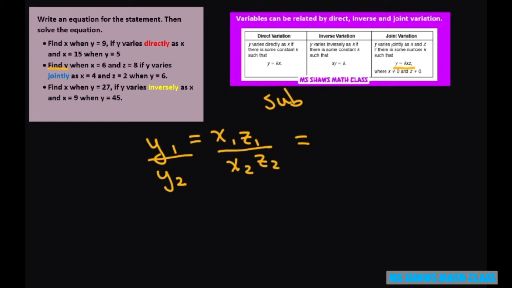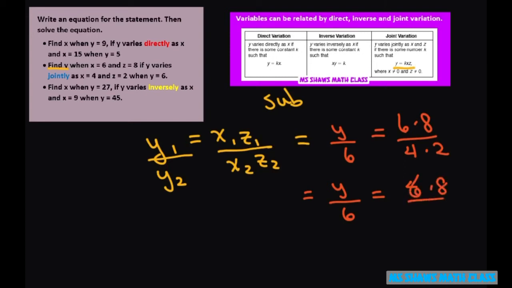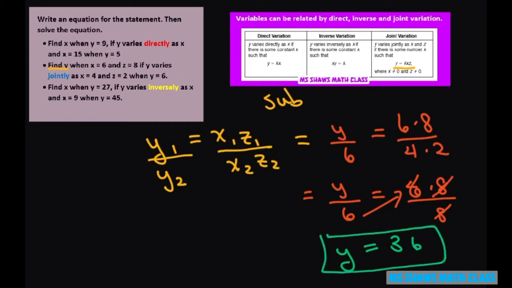And when you fill everything in, you're going to get y divided by 6 equals 6 times 8 divided by 4 times 2. So if we simplify this, y divided by 6 equals 40, let's just write this as 6 times 8 divided by 8. So that cancels out. And then, I'm doing this without a calculator, you get y equals 36. Just doing it old school.